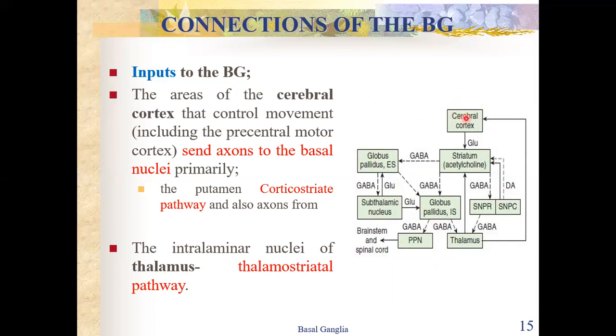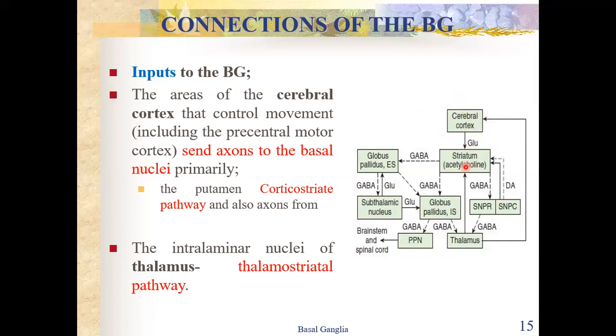So for the first input, we have the cerebral cortex, the areas that control movement, sending axons to the basal nuclei, primarily the putamen, via the cortical striate pathways. So the pathway between the cerebral cortex and the striatum contains excitatory neurons that secrete glutamate. That pathway is known as the cortical striate pathway.